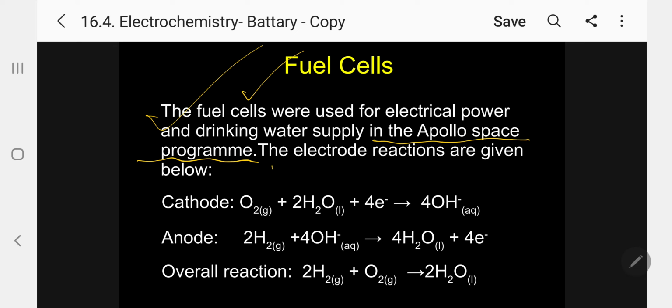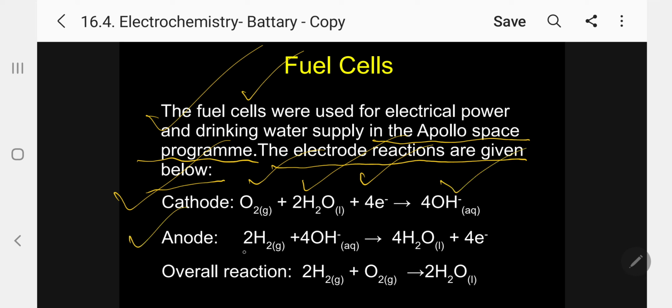The main electrode reactions are given below. Please follow. At the cathode, oxygen combines with 2 moles of water in the presence of 4 electrons, giving 4 hydroxide ions. At the anode, 2 moles of hydrogen combine with 4 OH minus to produce 4 water molecules, and 4 electrons are released. It is oxidation. So here it is anode, oxidation; cathode, reduction, taking place in the fuel cell.